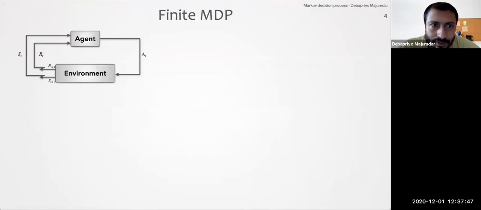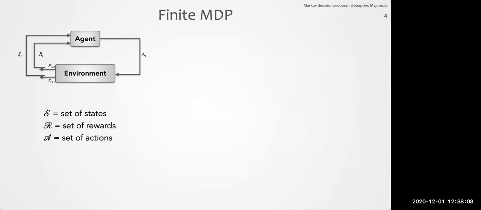Keeping this diagram in mind, let's now define a finite Markov decision process where S, all the states, belong to a set of states. S is the set of states, R is the set of rewards, and A is the set of actions.